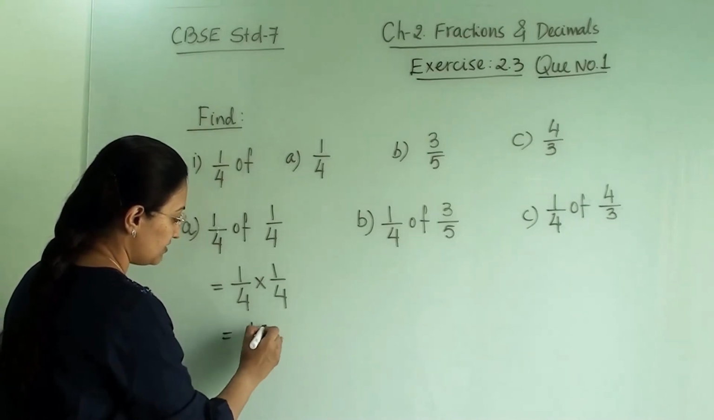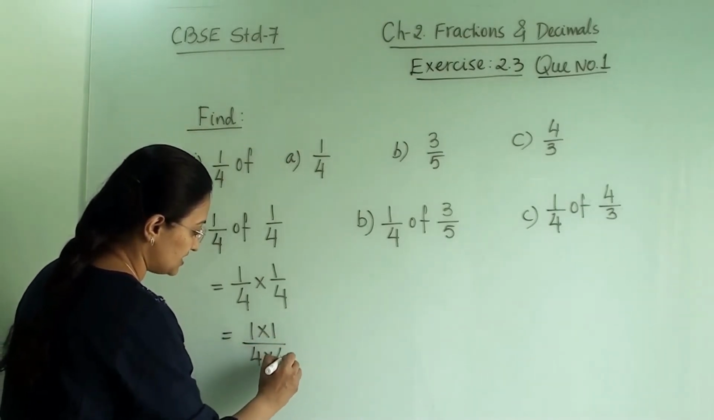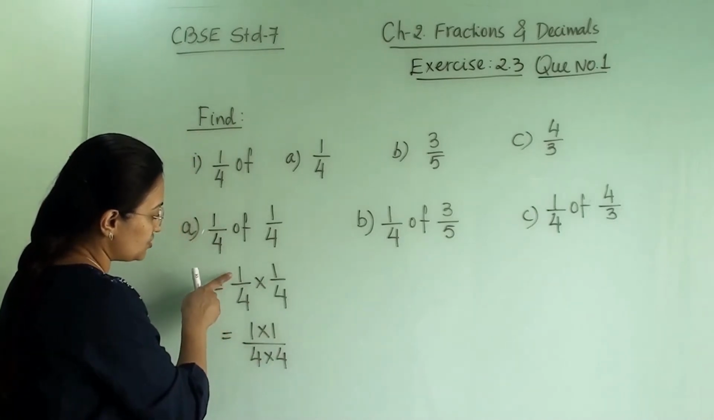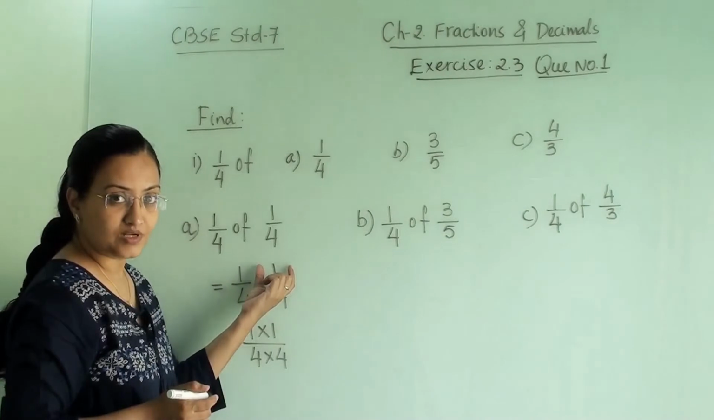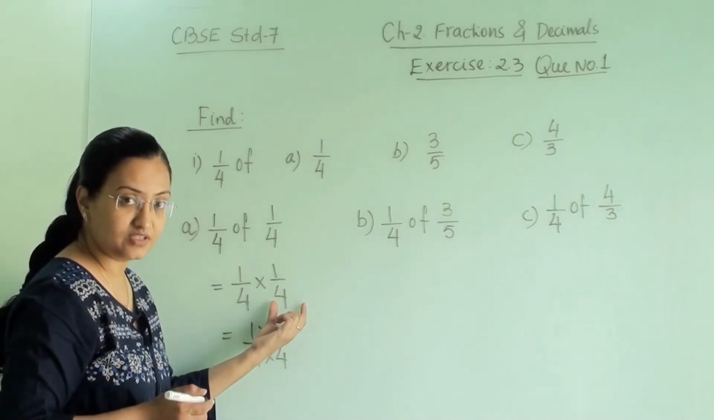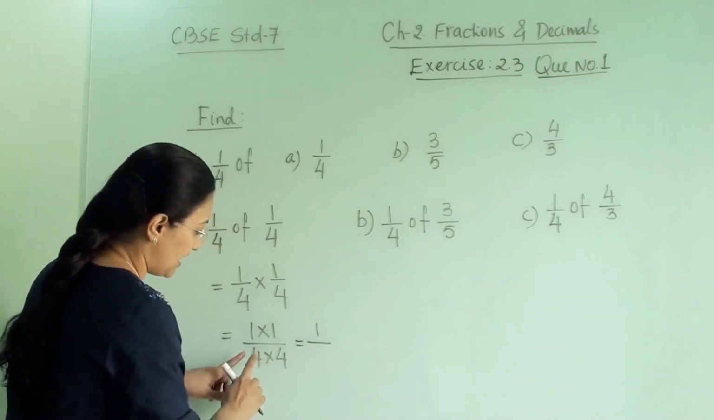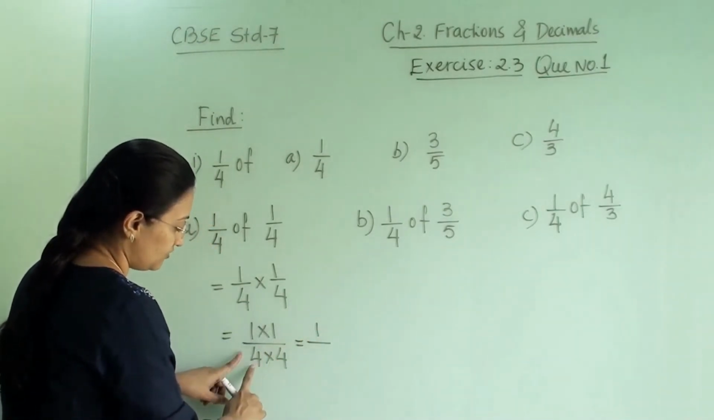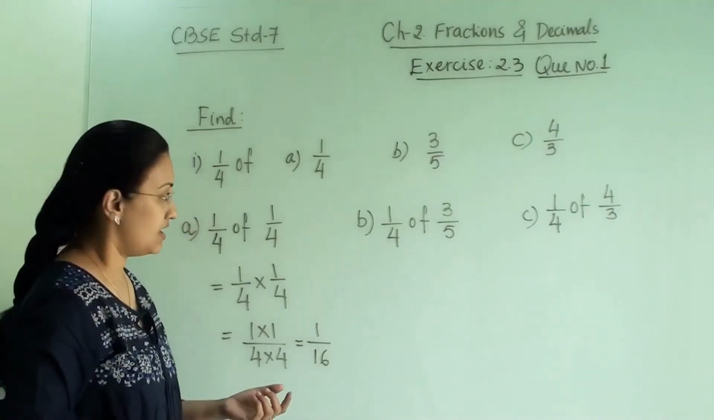Now earlier we have solved some numericals. In that we have seen that in the multiplication, numerator is going to multiply with numerator and denominator is going to multiply with denominator. So here the answer is 1 into 1, 1, and 4 into 4 is 16. So 1 by 16 is our answer.